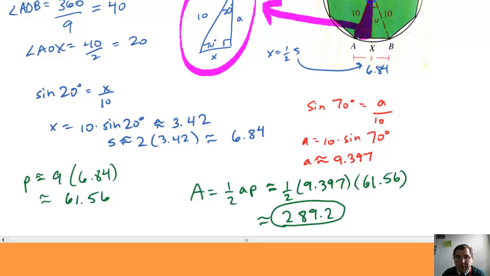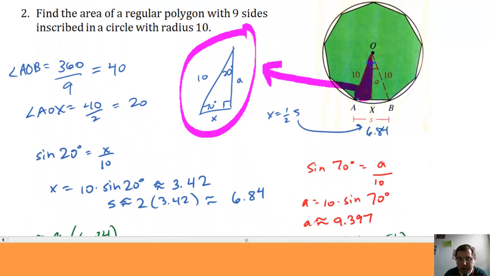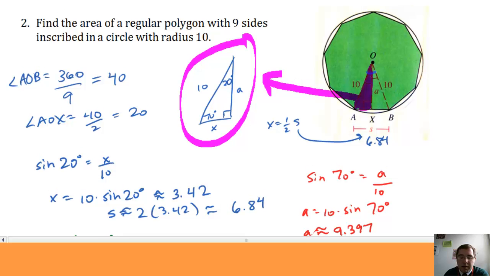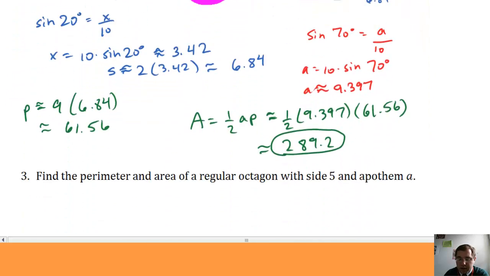So a lot we have to do to find the area of that, but the point is we can do it, and we know everything we need to know in order to do it because we now know trig. And I can apply the same process to a polygon of any number of sides.